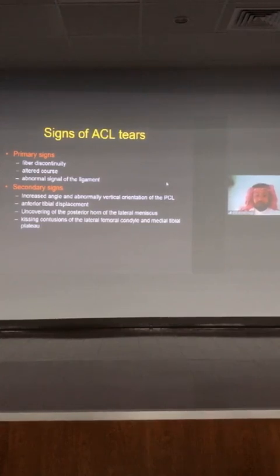If there is any increased angle and abnormal vertical orientation of the PCL, because we know if the ACL tears, the tibia will be translated anteriorly, and in this case the PCL, instead of having a ponytail appearance, will start to look more like a 7, because the tibia has pushed anteriorly a bit. This gives us the 7 appearance, and that is because of the anterior tibial displacement.